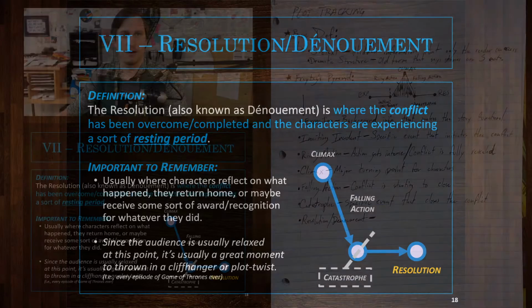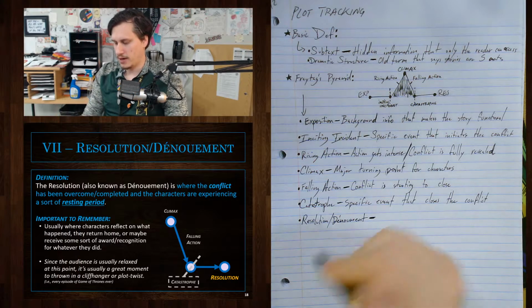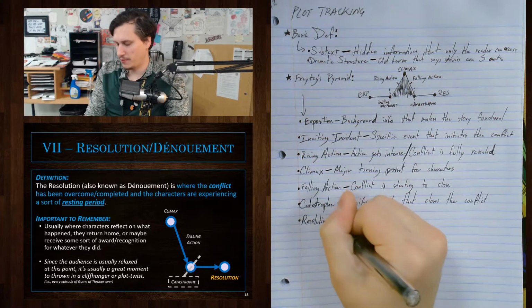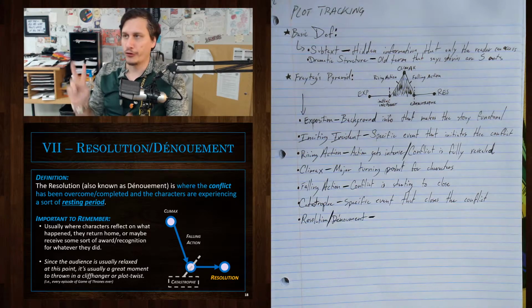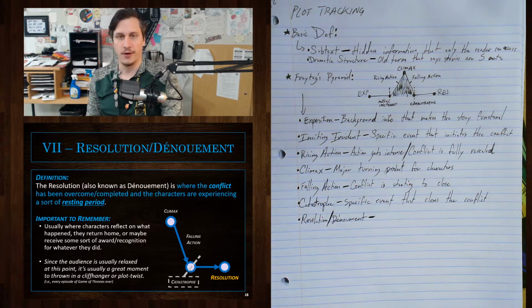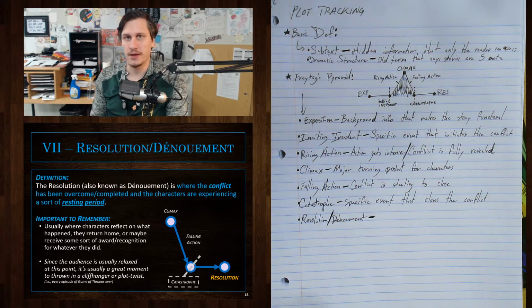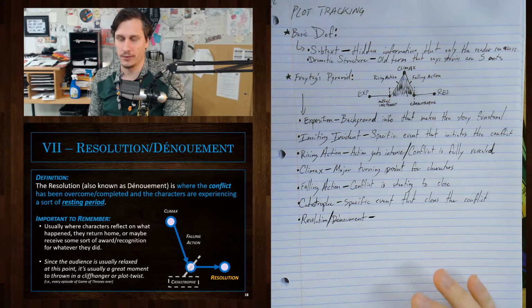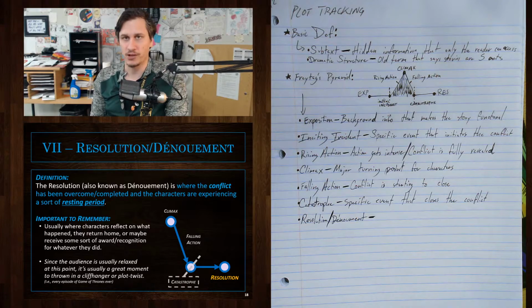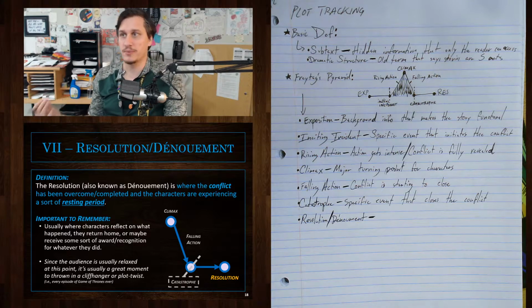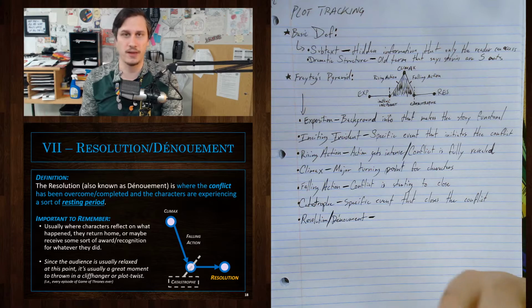Now, once again, I also don't like how I've heard other teachers teach this before. I've seen a lot of people say it's the ending of the story. No, it's supposed to be the resting period after the conflict has already been concluded. So it's supposed to be a moment of reflection or respite for your characters, where they're talking about everything they just went through.